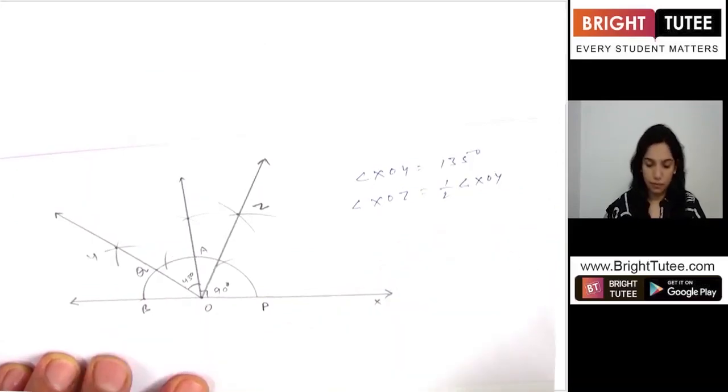Clear? Simple? So this is how the angle will look when you have drawn half of 135, that is, the angle bisector of 135 degrees.